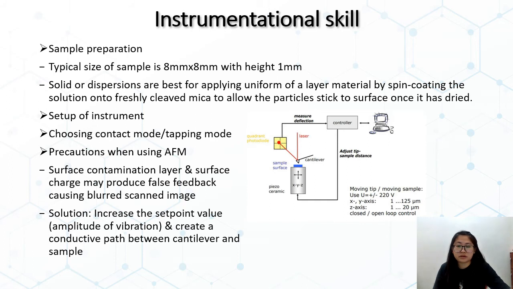There are several precautions when using AFM. If the sample is contaminated, surface charge may produce false feedback and cause the image to blur. To solve this problem, we can increase the set point value by increasing the amplitude of vibration and thus create a conductive path between the cantilever and sample.